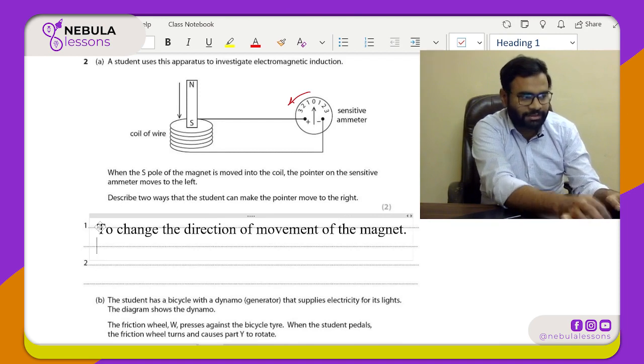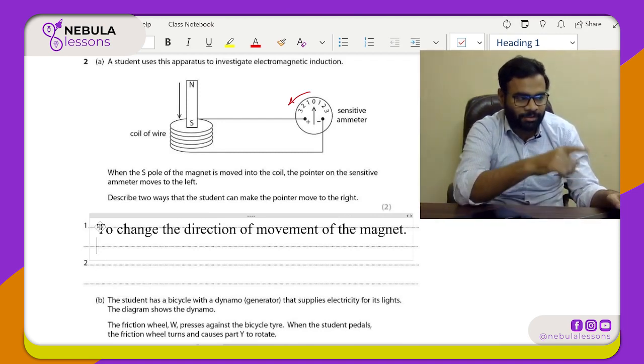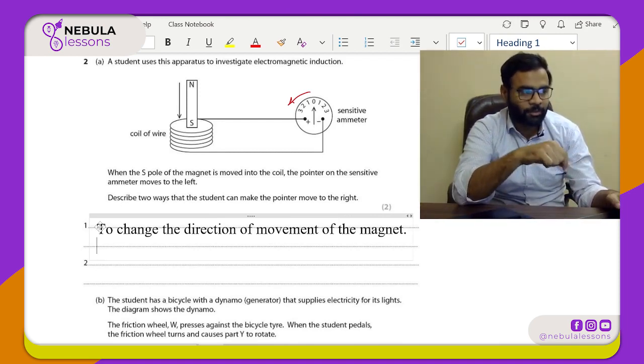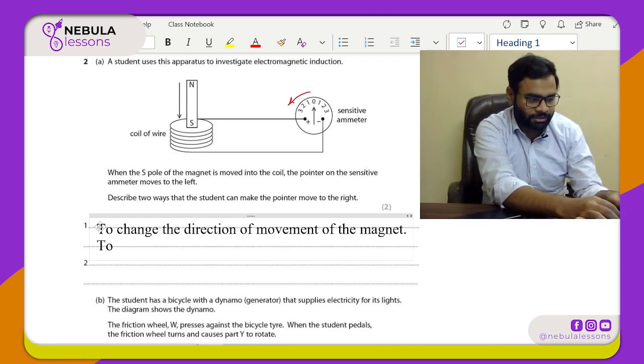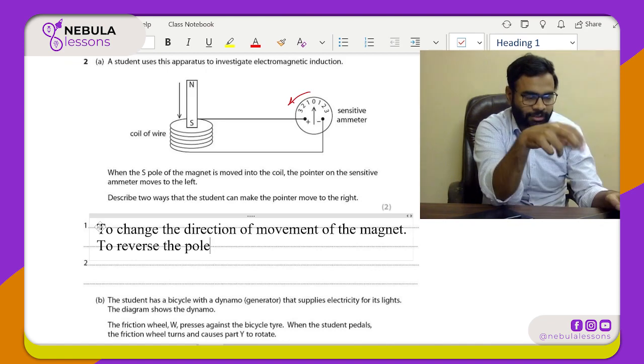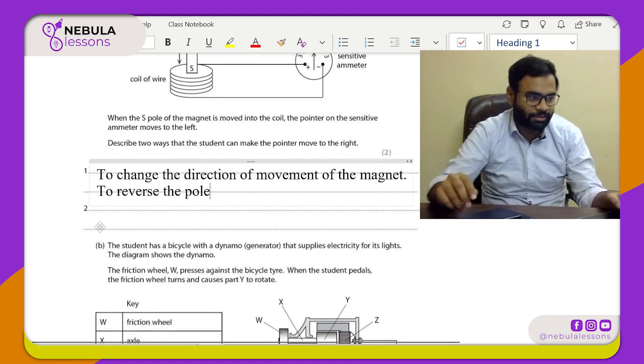The other way is we can reverse the pole. In the photo it shows that the south pole is going inward into the coil. What we can do is reverse it. To reverse the pole. So instead of the south pole going into the coil, now the north pole would go into the coil and it would change the direction of the current.